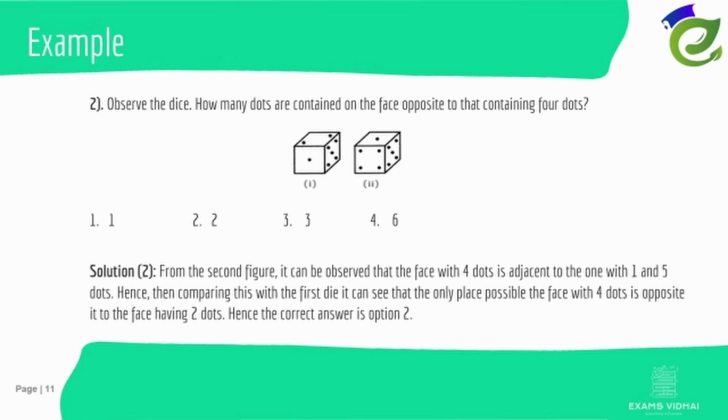From the second figure we can see that the face with 4 dots is adjacent to the one with 1 and 5 dots. Hence, comparing this with the first die, it can be seen that the only place possible for the 4 dots to be opposite is the one with 2 dots. Hence, the correct answer is option 2, that is 2. It's a simple question.